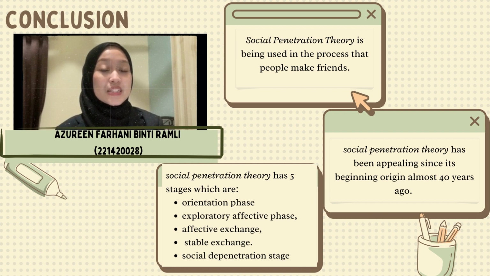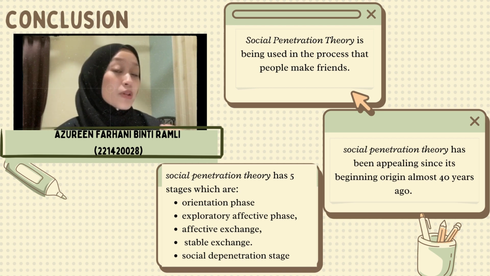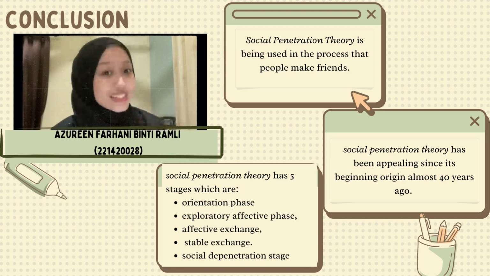Okay, so this theory has 5 stages, which are the orientation phase, exploratory phase, effective exchange, stable exchange, and also the social depenetration stage. As our previous presenter mentioned just now, the orientation phase is where we need to be careful in providing too much information about ourselves. In this stage, we just share common information such as our name, our age, or maybe the subject we took in university.